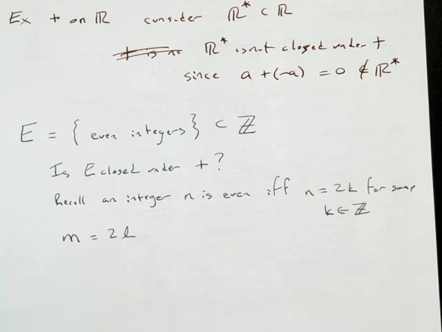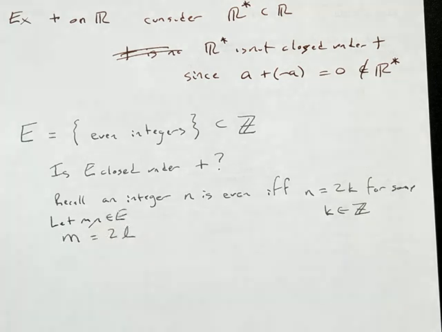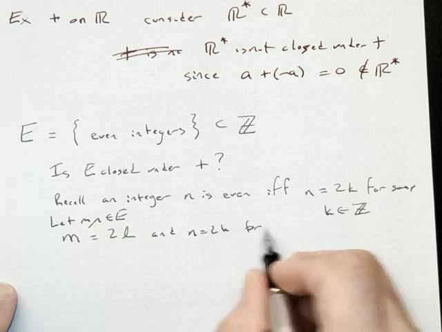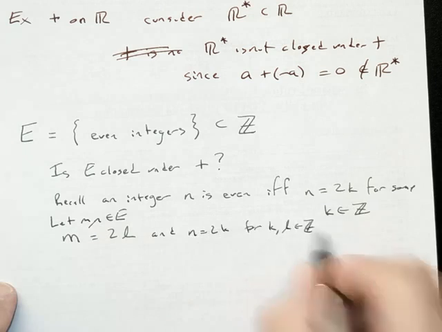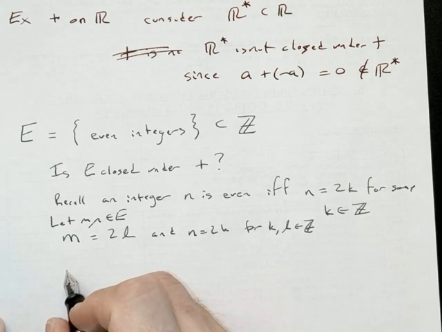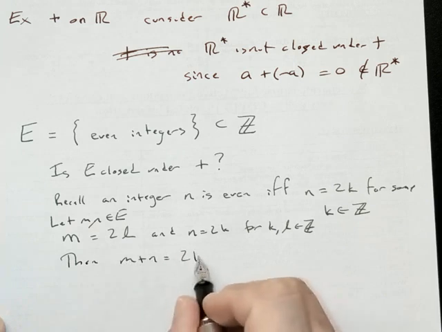So I should start by saying I'm going to assume that n and m are in my set. Let me preface this with: let m and n be in my set. Then I have n equals 2k and m equals 2l. And now? Then you do 2k plus 2l. m plus n equals 2k plus 2l. Factor out the 2.